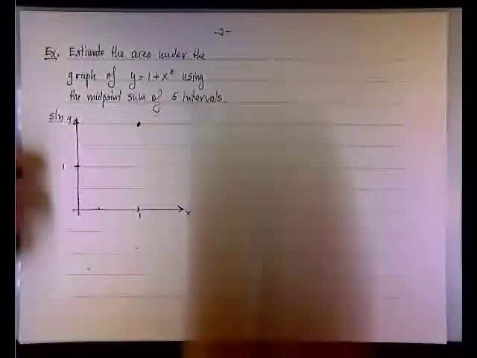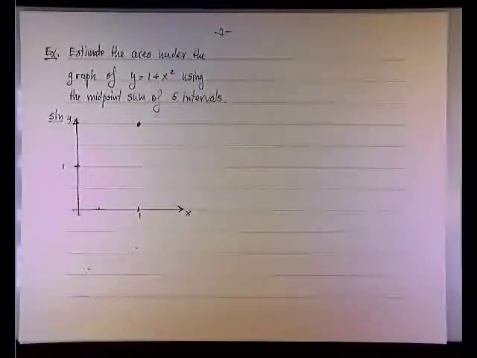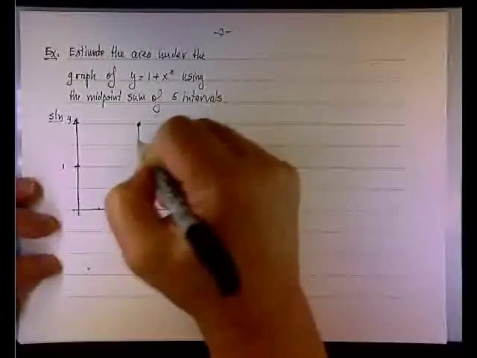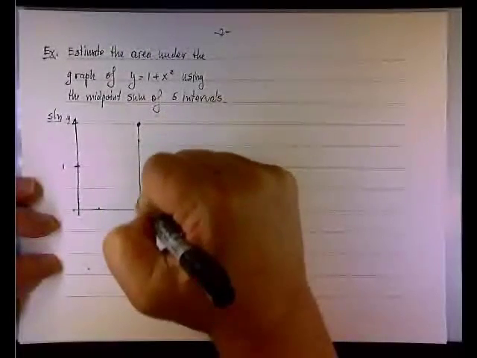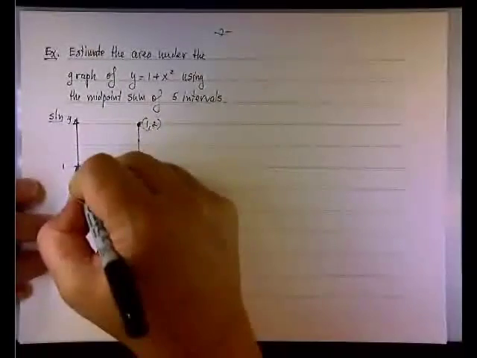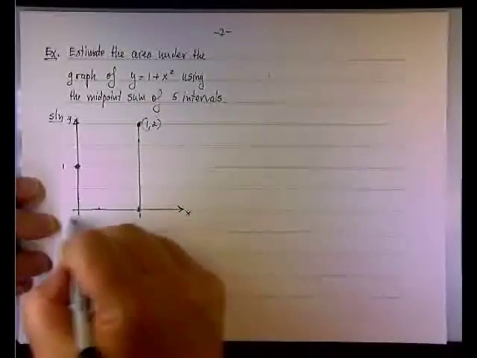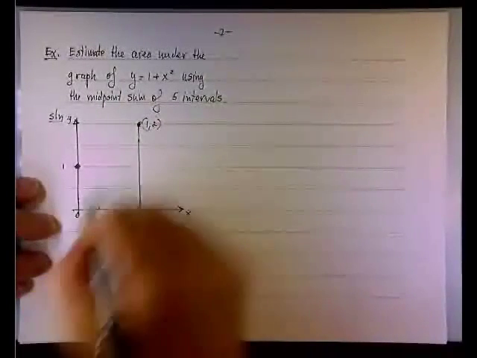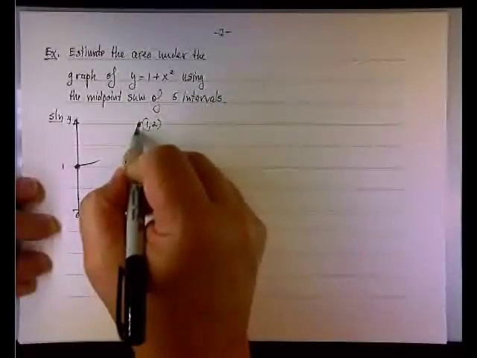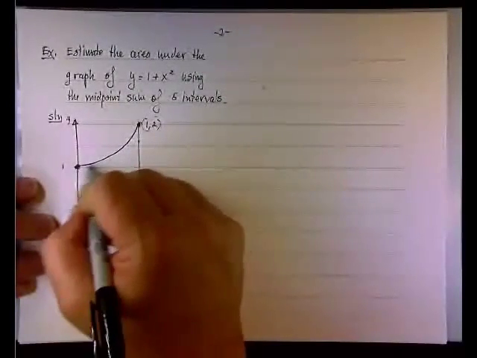Well, if the function is 1 plus x squared, when x equals 1, we have 1 plus 1 squared, or 2. So the endpoint will be x equals 1 and y equals 2. The initial point will be x equals 0, y equals 1. And in between, we have this part of the parabola.